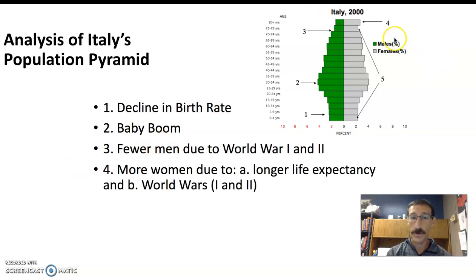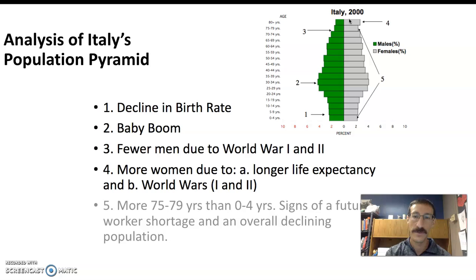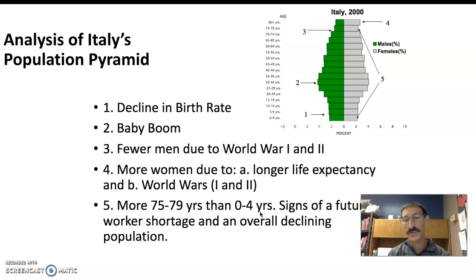So then we look at number 4, there are more women due to A, that longer life expectancy, and then B, you have those 2 world wars here at the top. All right, hence why there is a staggeringly higher number of females. So we also have higher numbers of 75 to 79-year-olds than there are 0 to 4. That could be a sign of a future worker shortage and overall declining population, hence that 0 growth, if not negative growth, within Italy. So those are things to consider whenever you see a population pyramid.